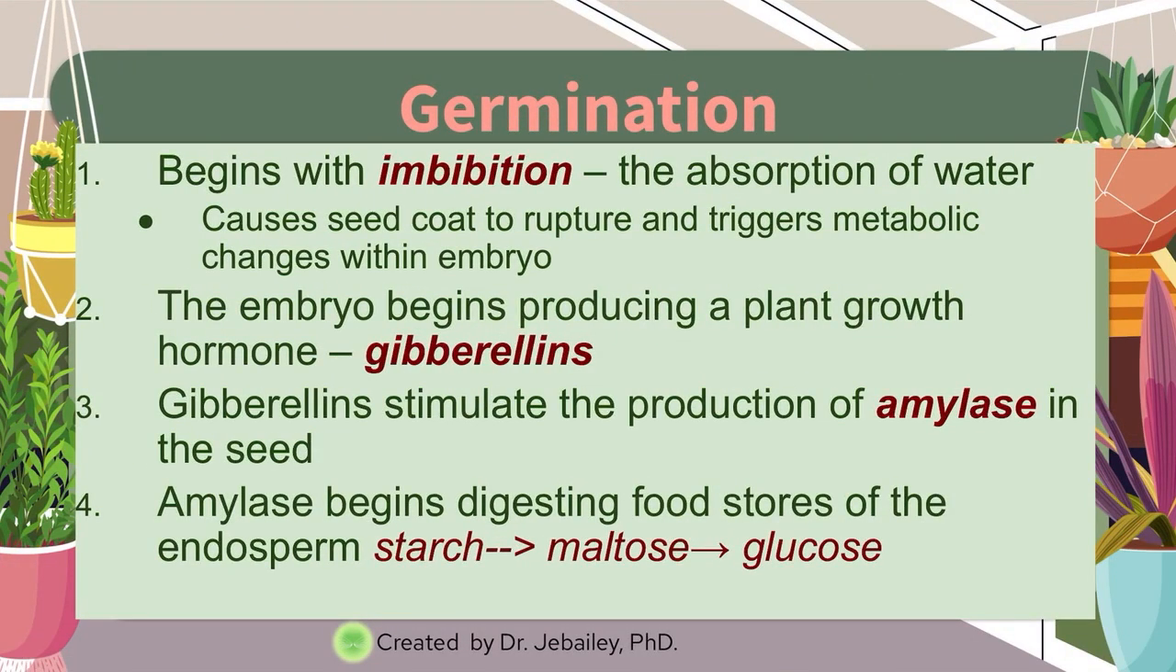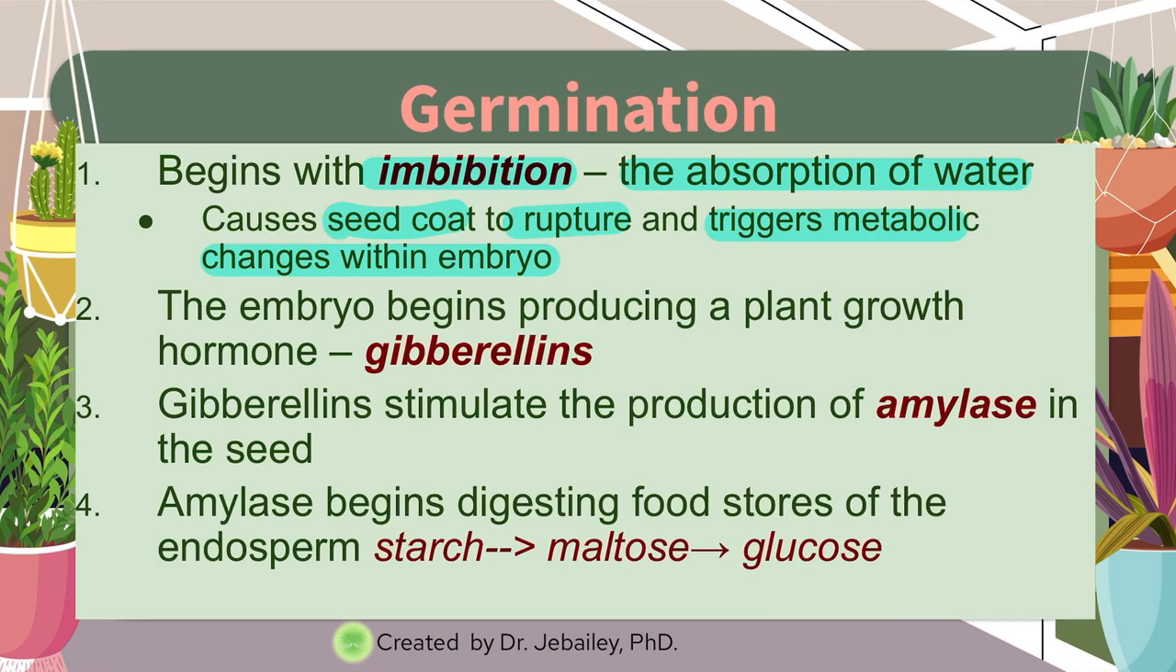So here we begin with the imbibition. The imbibition is the first part of the germination, which means just the absorption of water. It's when you drop that water on that seed. Now, because you drop the water on that seed, it will cause the seed coat to rupture, and this will start a bunch of metabolic reactions inside the embryo.